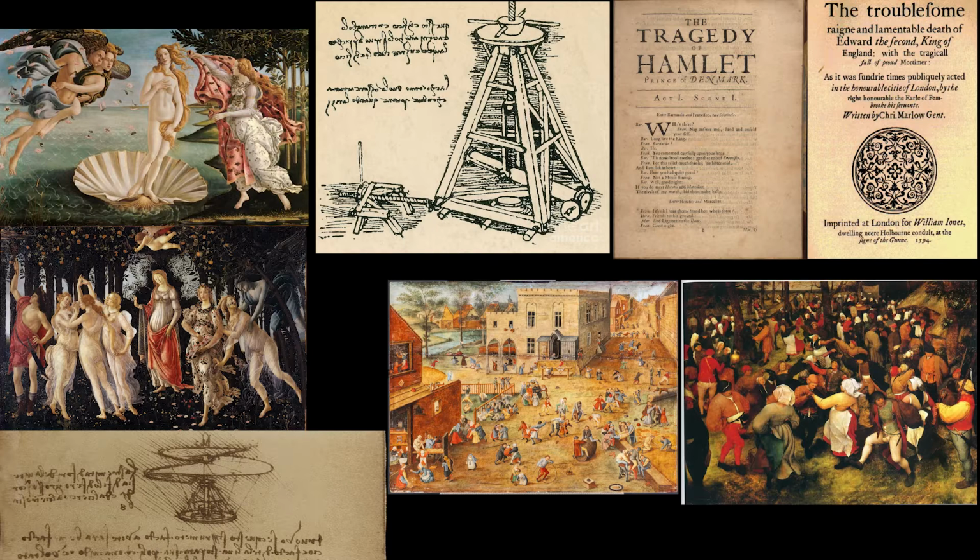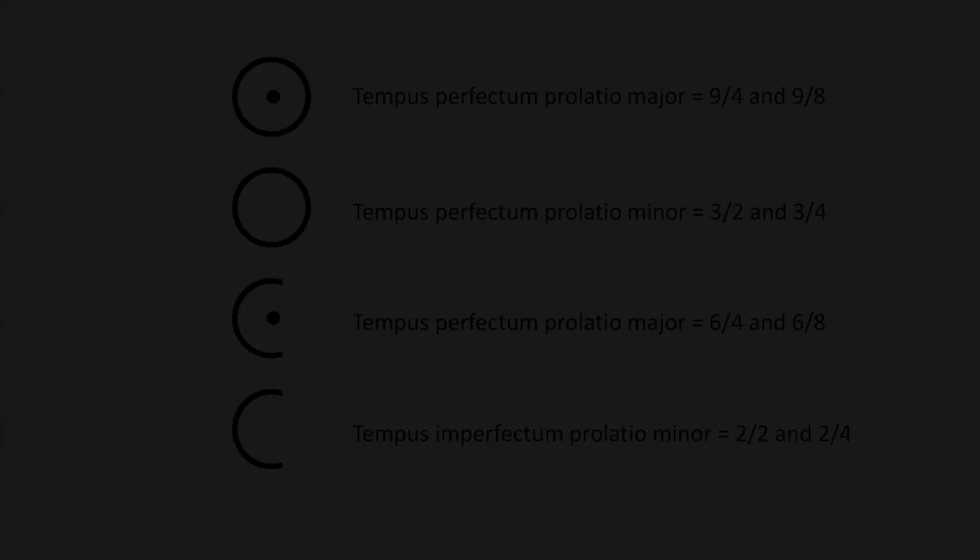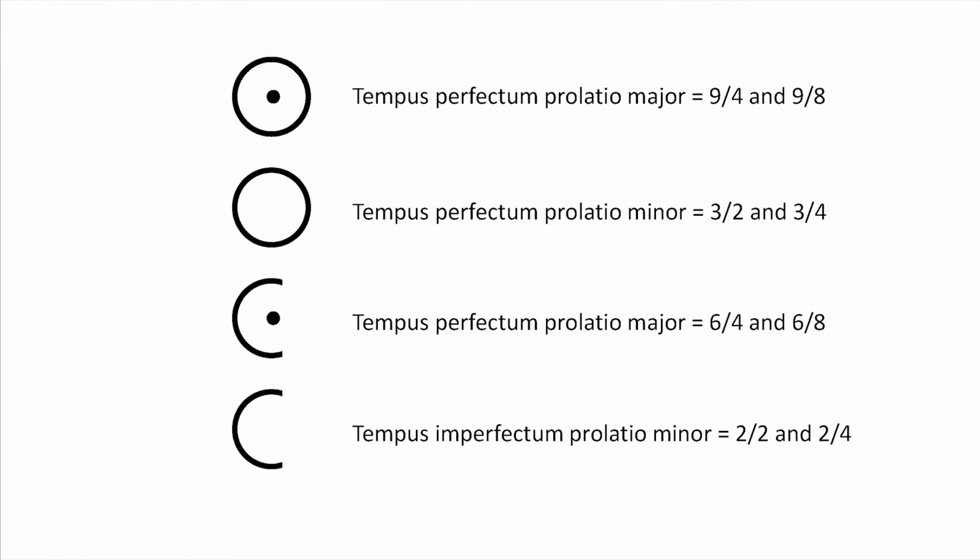And as we turn to movement in music, we must first deal with meter. In video one, I showed these four mensuration signs that identified meter during the medieval and Renaissance eras, and I made the point that the fourth sign, the C, does not stand for common time or four beats per measure, as it did in later historical eras, but for two beats per measure, as clearly defined, tempus imperfectum prolatio minor.